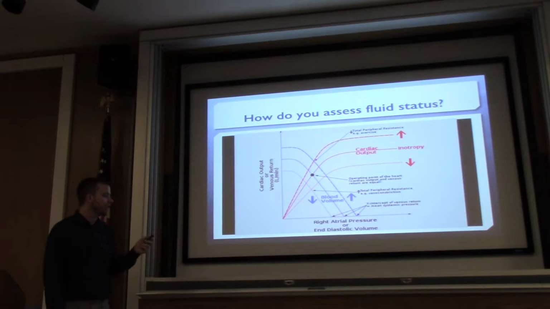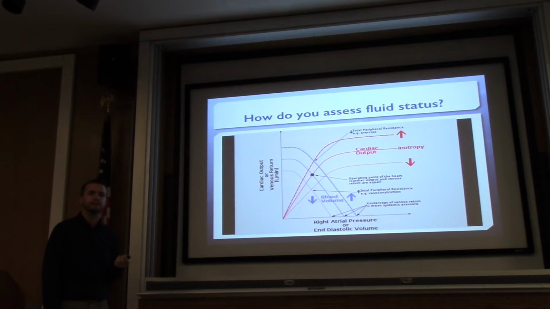So again, all you're trying to do is get them up on this curve. If you can't get them up on the curve with fluids, then that's when you start adding things like vasopressors and inotropy.